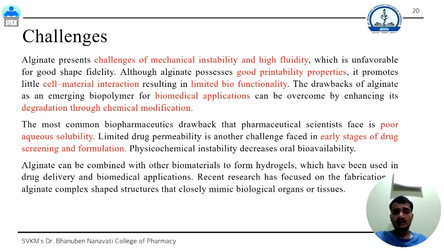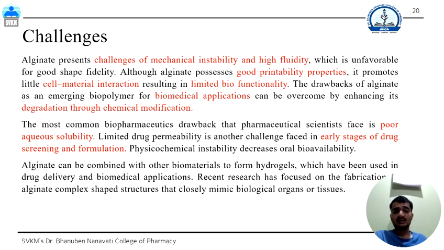These are the various candidates which alginate is going to play for biomedical application as well as the conclusion part. Alginate lacks mechanical stability and has high fluidity, which is unfavorable for good shape fidelity. It also possesses good printing property, promotes cell material interaction, and limited biofunctionality. The drawback of alginate as an emerging biopolymer for biomedical application can be overcome by enhancing its degradation through chemical modification. The most biopharmaceutical drawback that formulations currently face is poor aqueous solubility. Limited drug permeability is another challenge faced by early stages of the drug screening and formulation. Physicochemical instability decreases oral bioavailability.